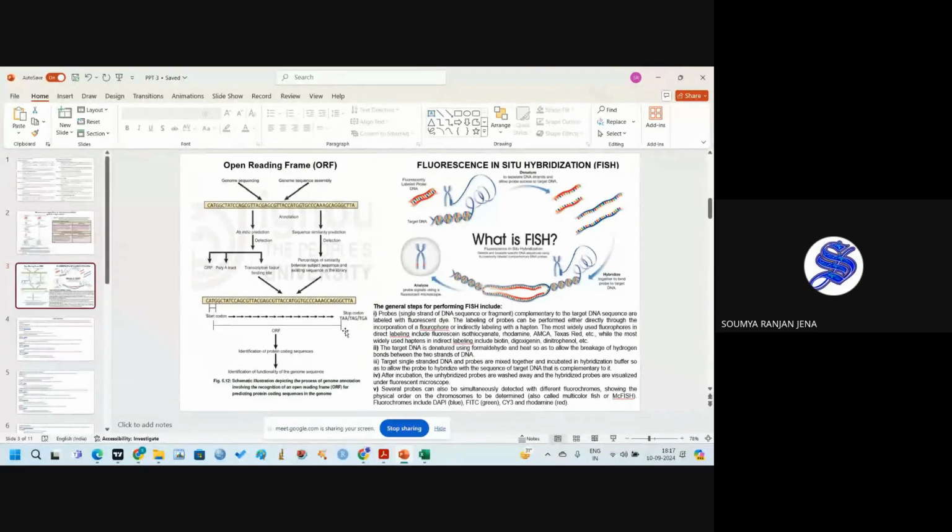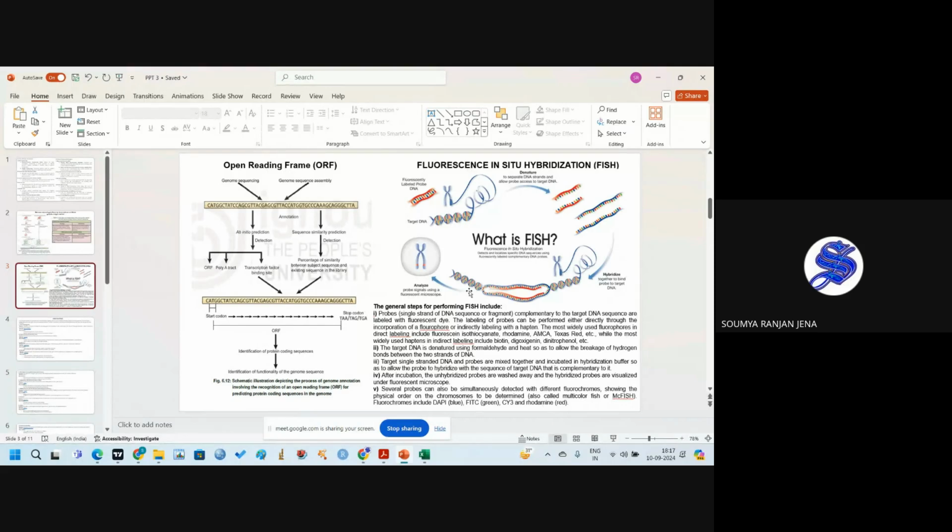Then, if we go to fluorescence in situ hybridization, that is FISH, what is FISH? Fluorescence in situ hybridization detects and localizes a specific DNA sequence using a fluorescence-labeled complementary DNA probe. For FISH, we have to know the gene beforehand, because if we do not know the gene sequence, then we cannot do fluorescence in situ hybridization.